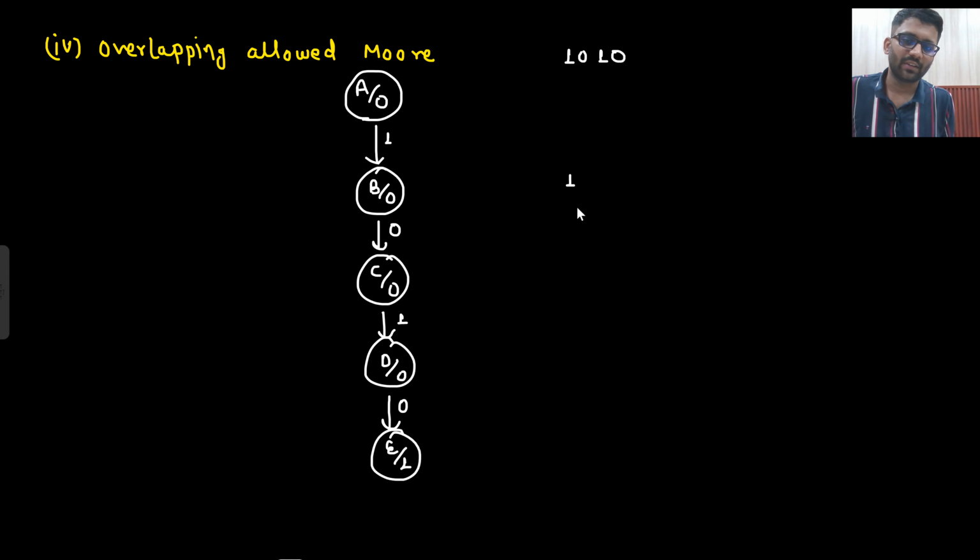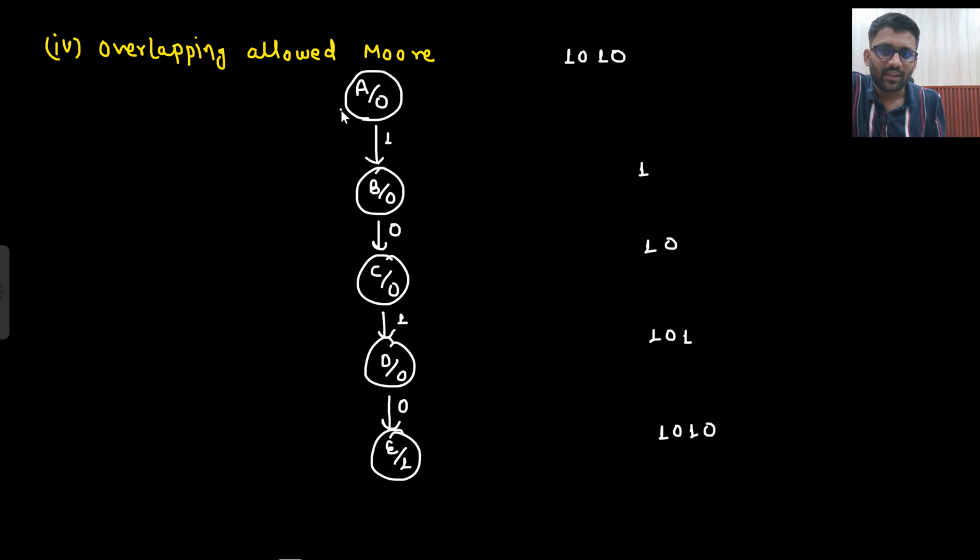So here I was detecting 1, here I was detecting 1, here I was detecting 10, here I was detecting 101, and here I was detecting 1010. Say yes or no, right? 1010.